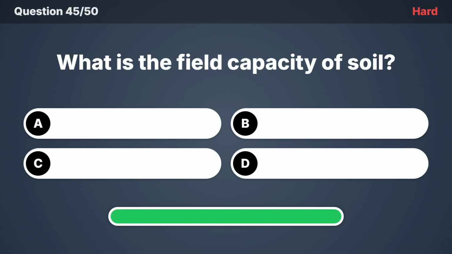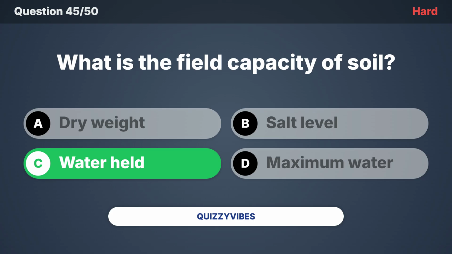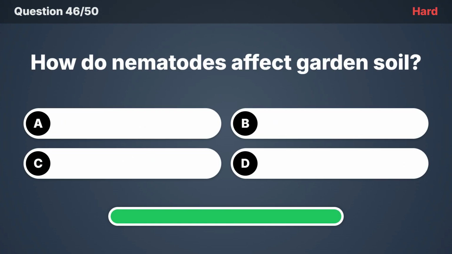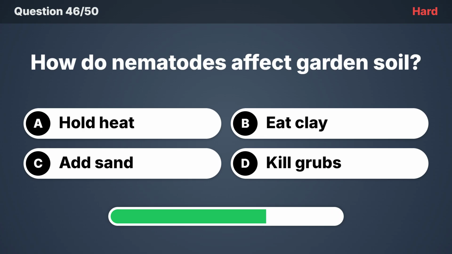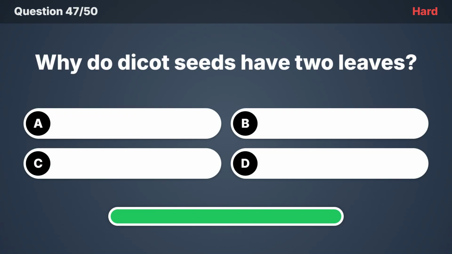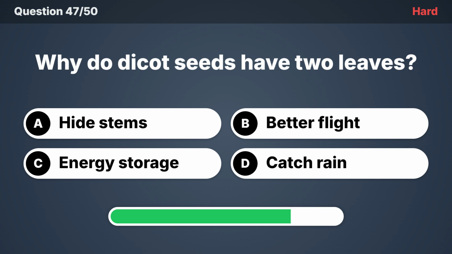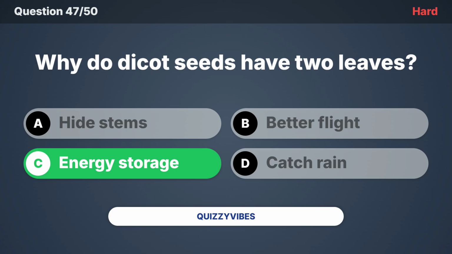What is the field capacity of soil? And the answer is water held. How do nematodes affect garden soil? The correct choice is kill grubs. Why do dicot seeds have 2 leaves? Time's up! It's energy storage!